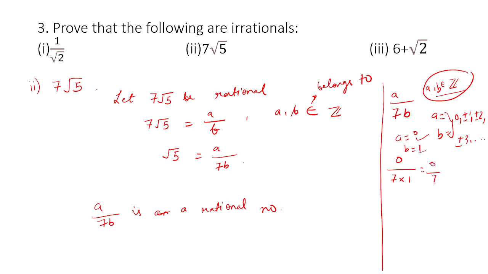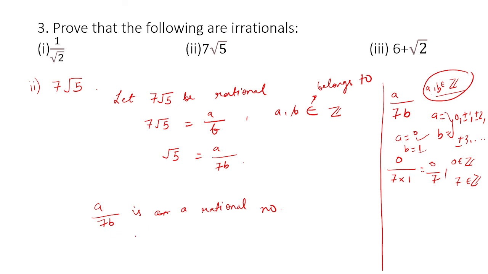So we're going to get 0 by 7. Now this is also going to be a rational number, right? Because 0 is an integer, whereas 7 is also an integer. So you keep on substituting any values that you want for a and b. You can put 1, 2, 3, 4, 5, 6, minus 1, minus 2, whatever numbers you want, as long as it's an integer. a by 7b is going to be a rational number.